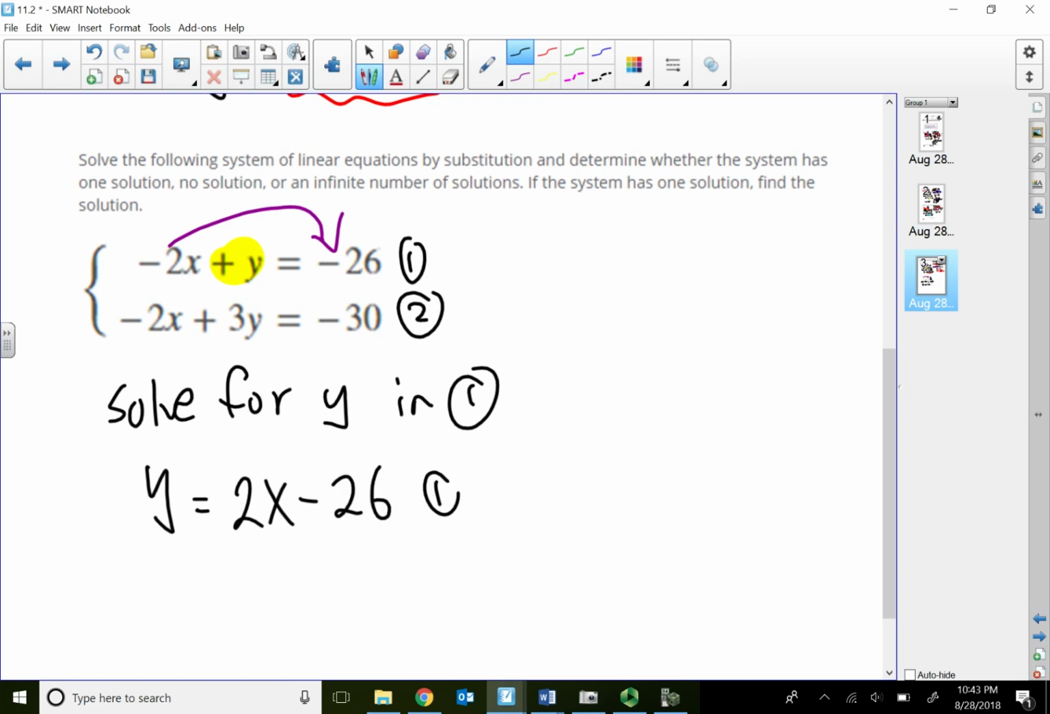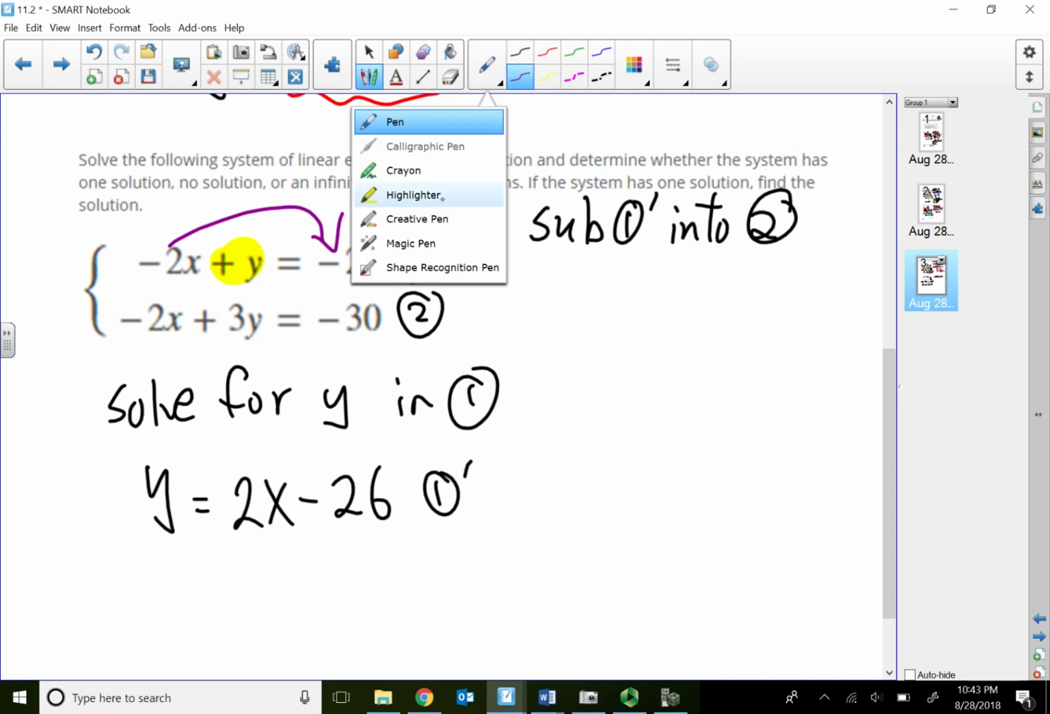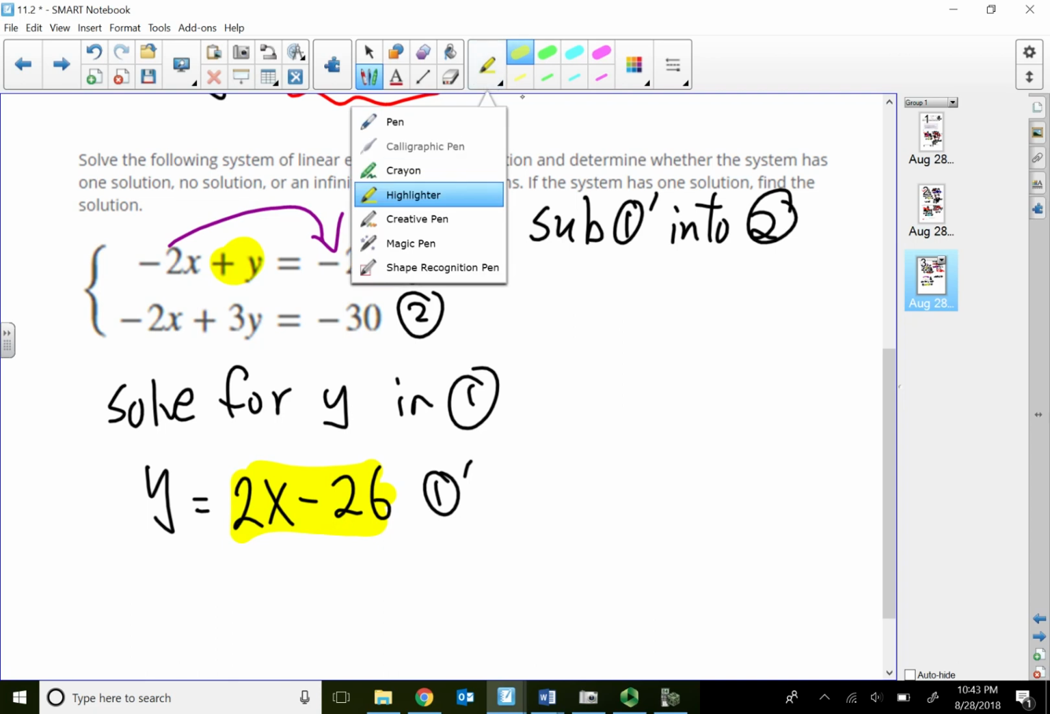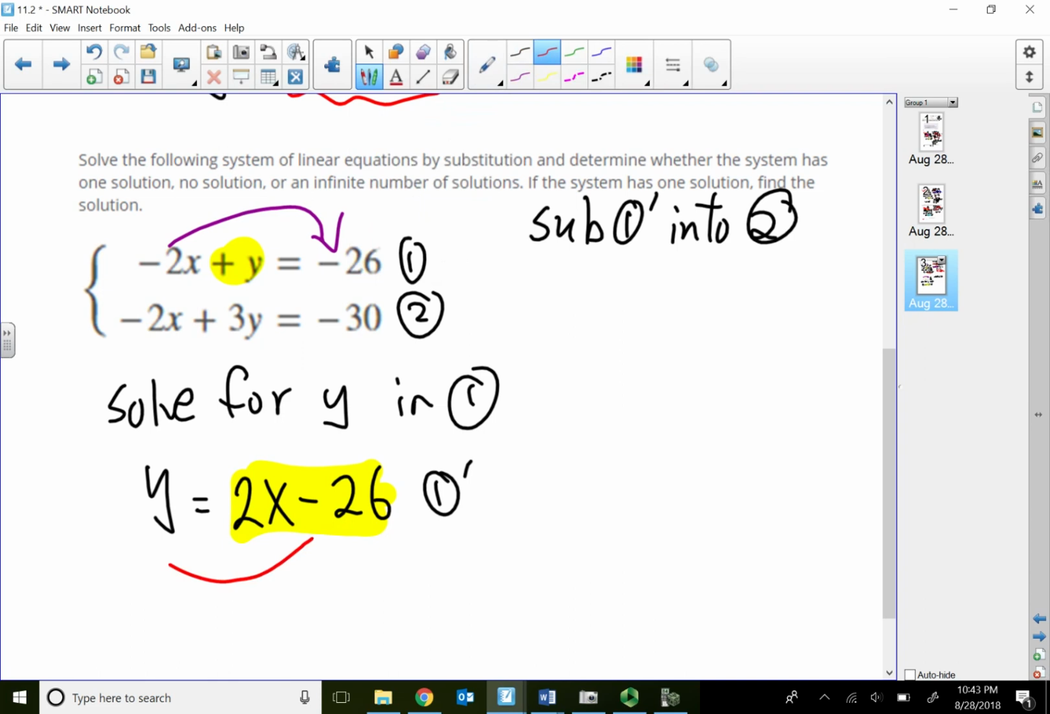Let's call this first equation prime, because this comes from the original first equation. The next step, I'm going to substitute my first equation prime into the second equation. What am I substituting for? I'm substituting for y. I'm going to take these two terms, that's what my y is equal to, and substitute into the second equation for the y.